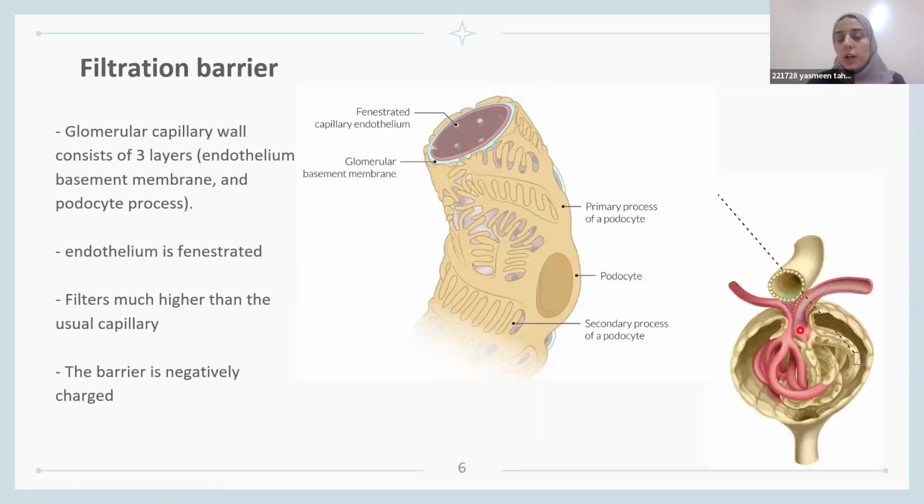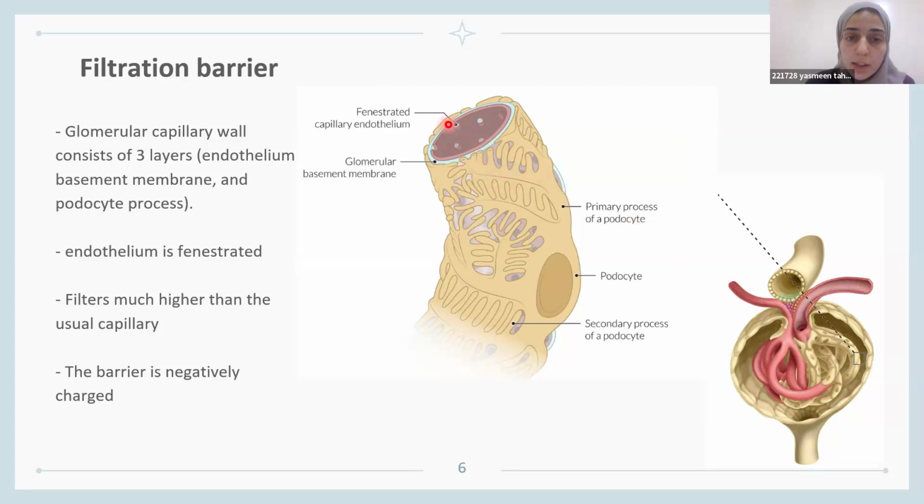Like I mentioned, the filtration happens in the corpuscle and specifically in the glomerular capillaries. So for the filtration to happen, the blood has to be filtered from the glomerular capillaries and go out as filtrate fluid to the Bowman's capsule. So the filtration barrier is basically the glomerular capillary wall. And this is a zoomed in picture of the glomerular capillary wall.